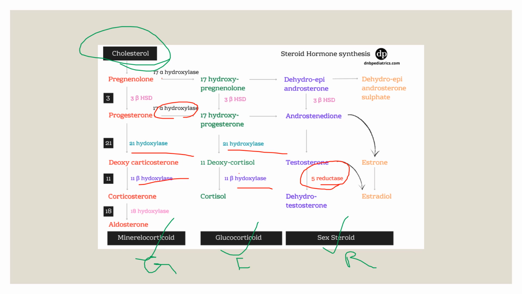Then if there is 17-alpha hydroxylase deficiency, they may not form 17-hydroxyprogesterone, and furthermore they cannot produce sex steroids also, but they can produce aldosterone, and aldosterone will have mainly mineralocorticoid activity, but it can have some glucocorticoid activity also. So in 17-hydroxylase deficiency, the major defect is deficiency of sex steroids. So these are the four enzymes: 11 hydroxylase, 21 hydroxylase, 17 hydroxylase, and 5-alpha reductase.